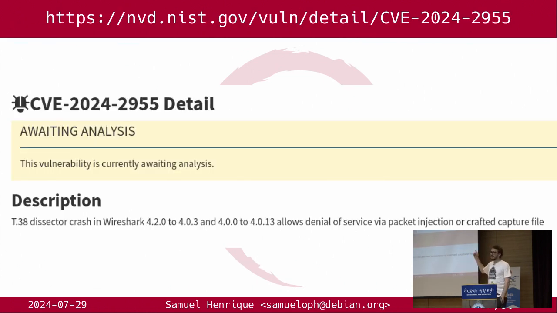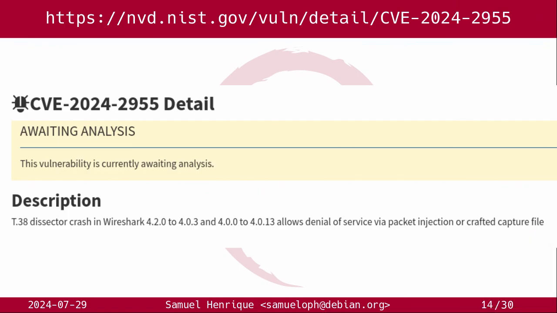We have an example here. This one, not readable either. This is a Wireshark CVE, CVE-2024-2955. And in the description of the CVE, it's going to say that the affected versions are between 4.0.0 and 4.2.0.